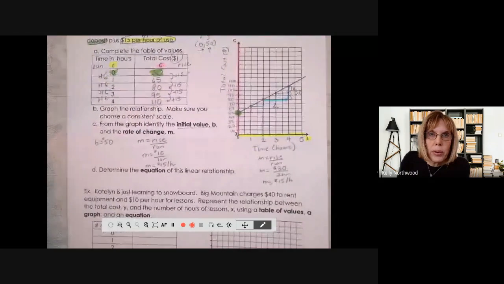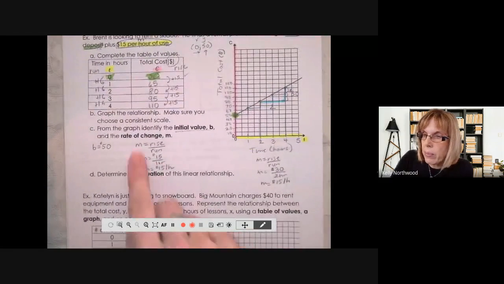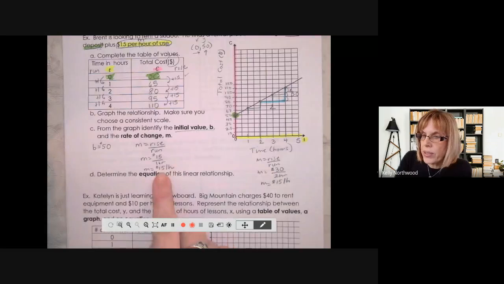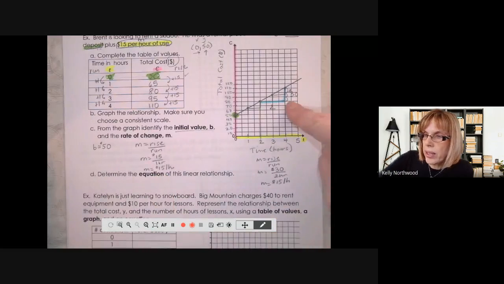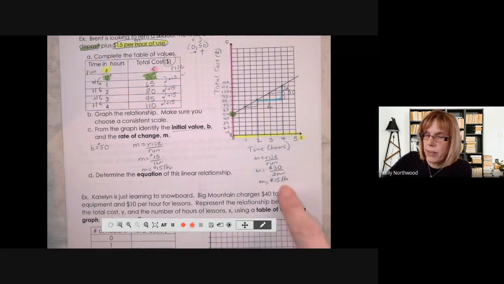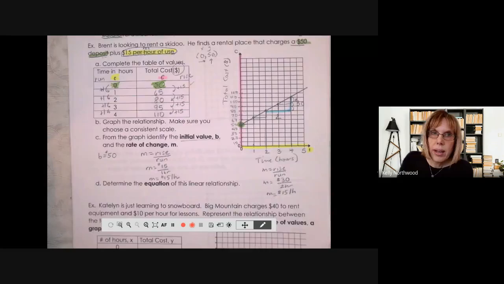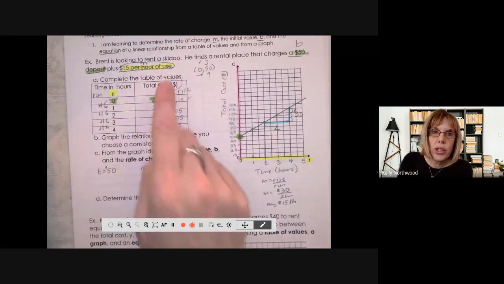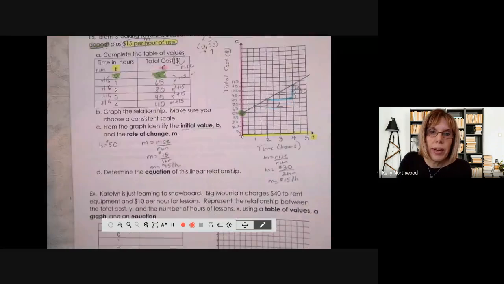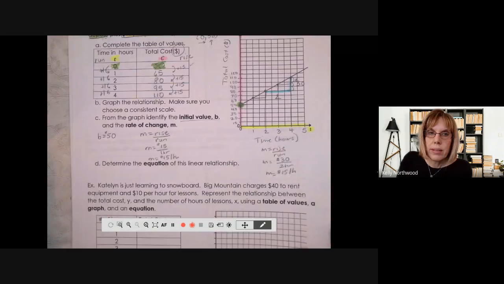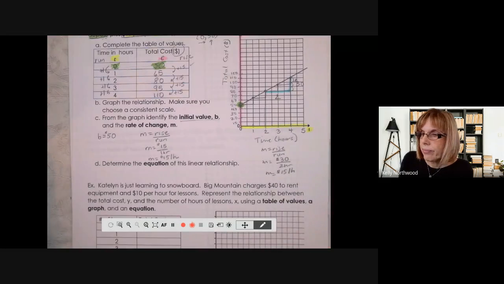So notice how I could do it from the table and get $15 per hour. I can do it from the graph and get $15 per hour. I can do it from reading the question and get $15 per hour. So whichever way you're most confident with is fine.